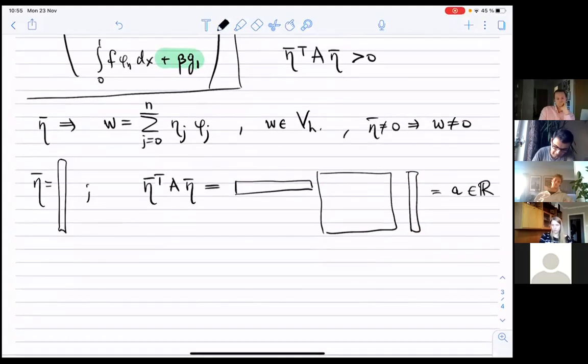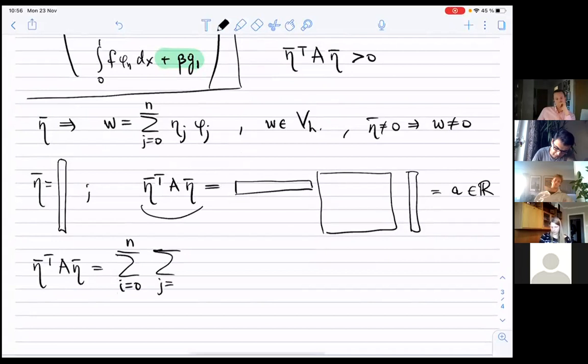So in other words, if you write this, it's going to be the following formulation. This double summation, j, of course, and i equal to 0 to n, eta i A ij eta j.